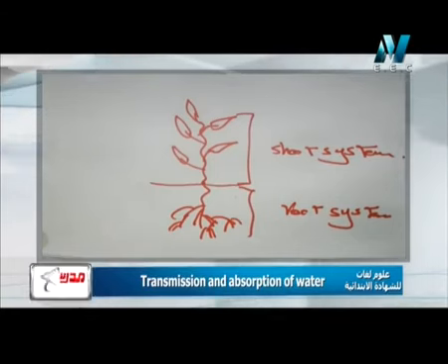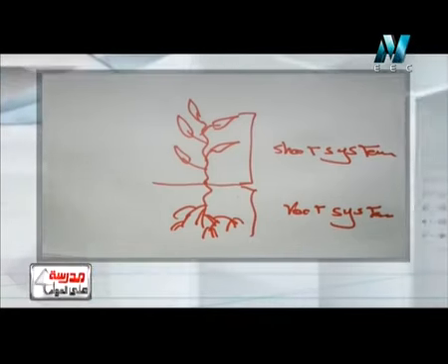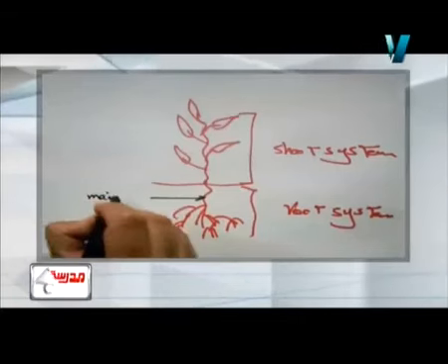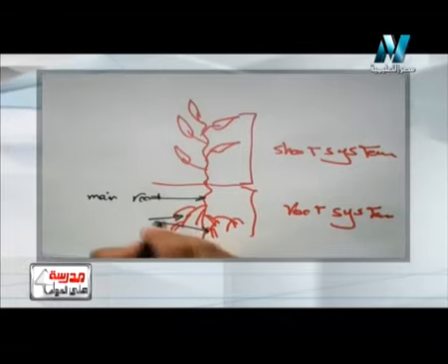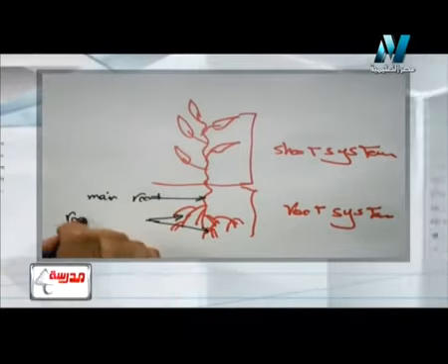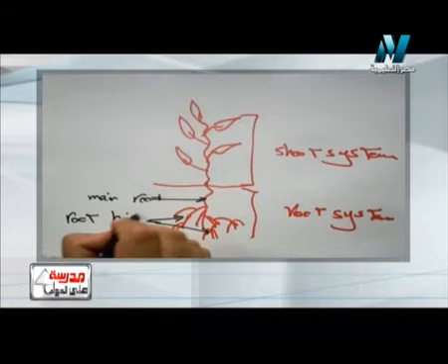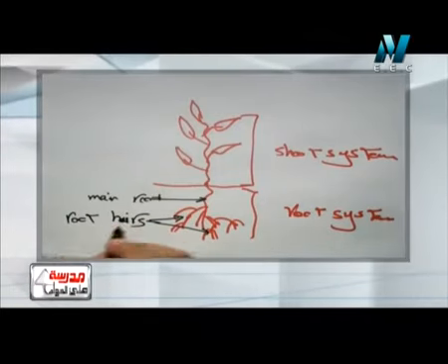So, what is the structure of the root system? We know that the root system consists of the main root and other branches which are called root hairs or secondary roots.